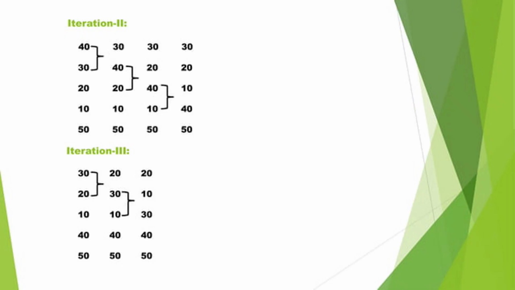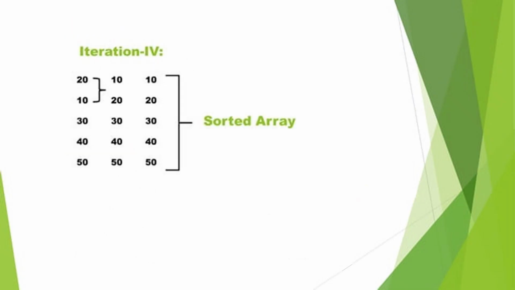Let us see iteration 4. Compare A of 0, 20 and A of 1, 10. As 20 is greater than 10, swapping must be done. So now the array is 10, 20, 30, 40, 50. Step 2. Compare A of 1, 20 and A of 2, 30. As 20 is less than 30, no swapping. 10, 20, 30, 40, 50 is the final array. So now the array is fully sorted.